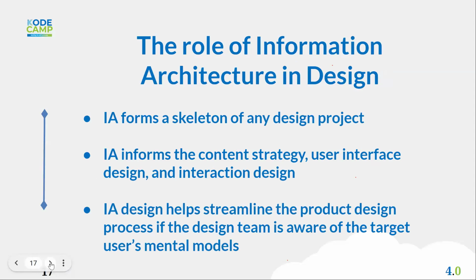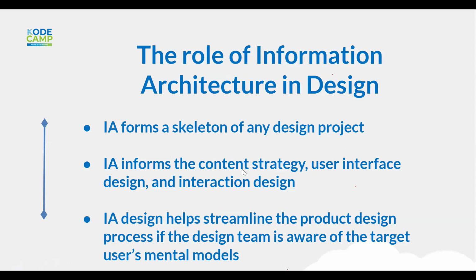So we have the role of information architecture. Information architecture, also known as IA, forms the skeleton of any design project. It helps you to understand the blueprint of the product that you're designing. It also helps in content strategy, user interface design, and interaction design. Content strategy: where is this content placed? How is this content visually appealing for users to see and identify? And are users able to navigate through this content and find what they're looking for?